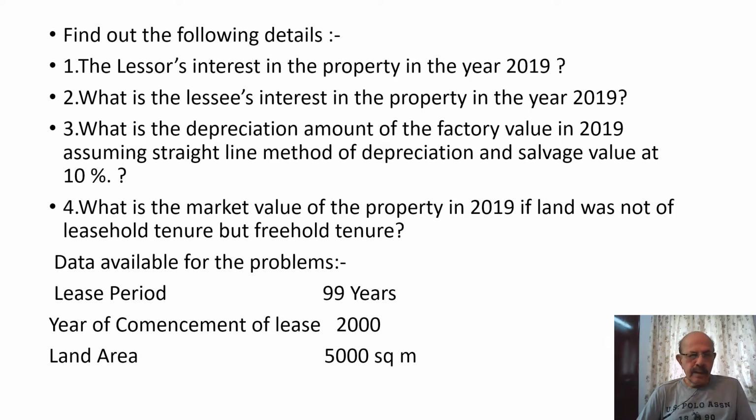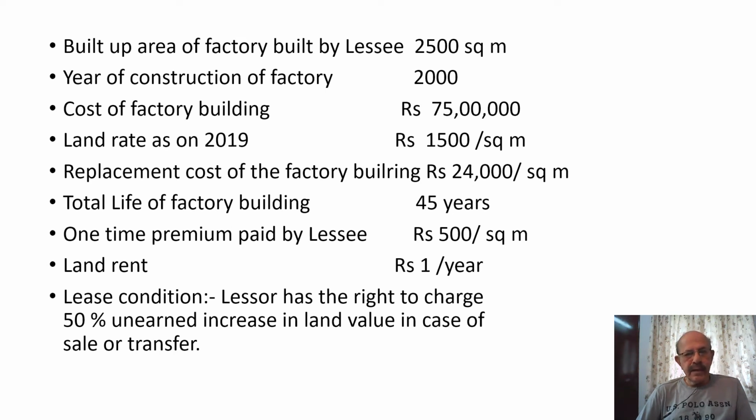Coming to the problem, the data available. Lease period 99 years. Year of commencement of lease 2000. Land area 5,000 square meter. Built up area of the factory built by lessee 2,500 square meter. Year of construction of the factory 2000. Cost of factory building is equal to 75 lakhs. Land rate as on 2019 rupees 1,500 per square meter. Replacement cost of the factory building rupees 24,000 per square meter. Total life of the factory building 45 years.